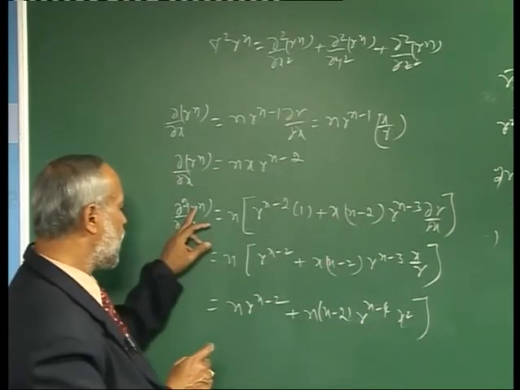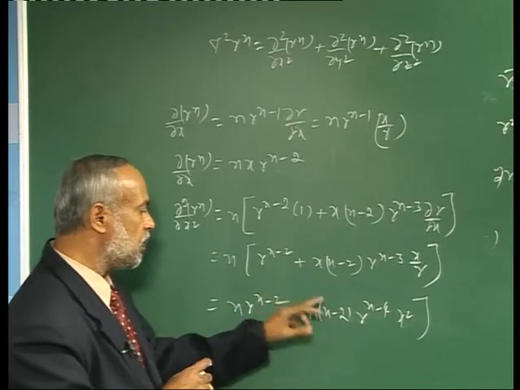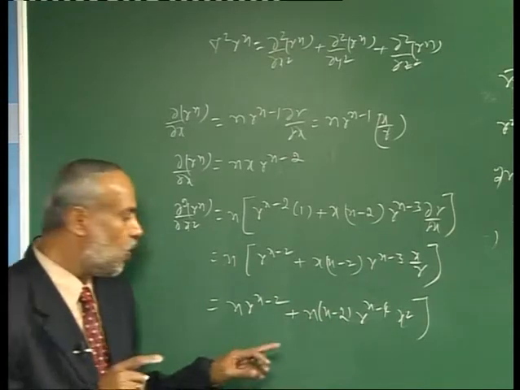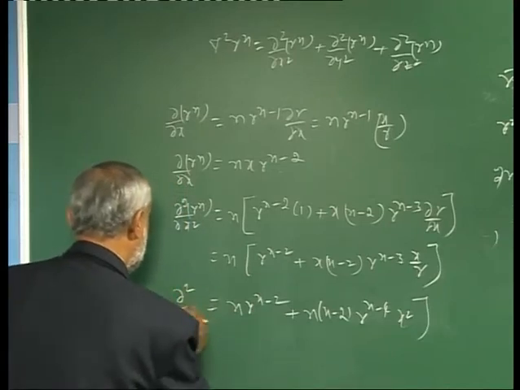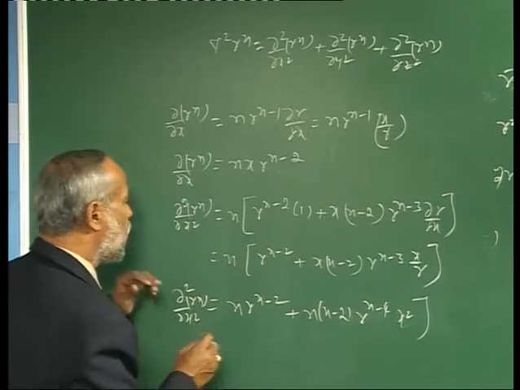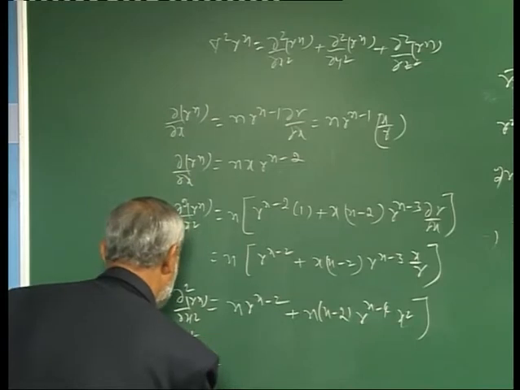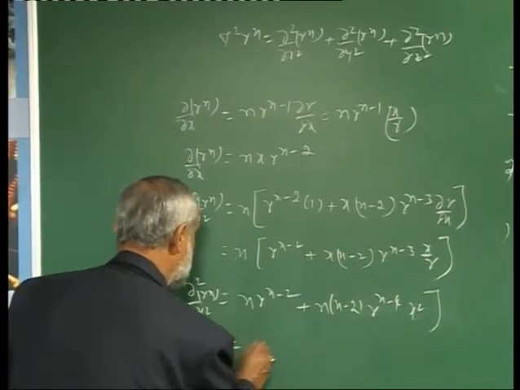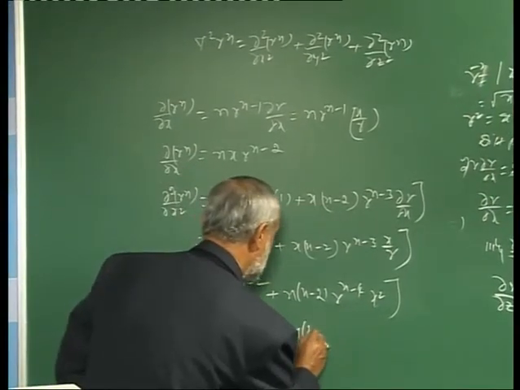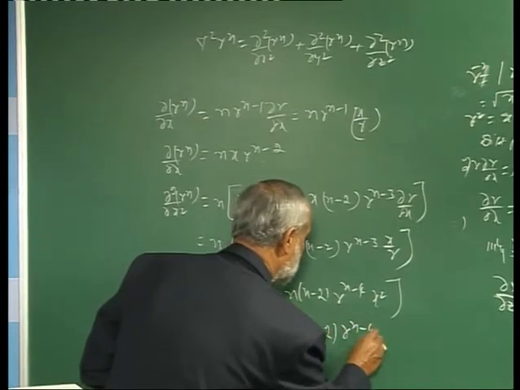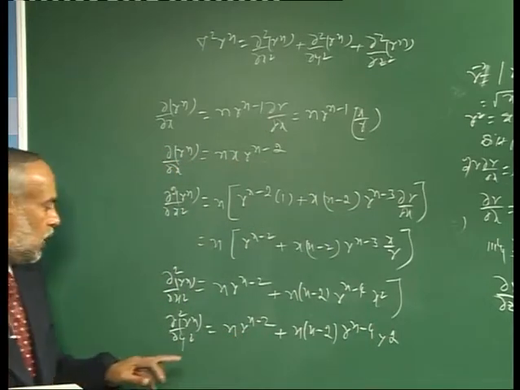This is ∂²/∂x² of r^n, whose value is n r^(n-2) + n(n-2) r^(n-4) x². See here, similarly you can differentiate partially with respect to y. What do you get? Similarly you can write ∂²/∂y² of r^n is equal to n r^(n-2) + n(n-2) r^(n-4) y². In place of x you can write y squared.